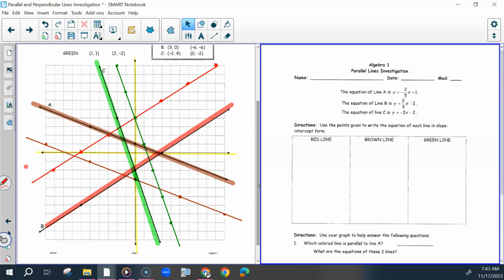And then on the next page, you have to write the equation of your red, brown, and green line. You could have either used what we've been doing in class, the point slope, finding the slope, all those things. But you're also given the graph, so you could just write the equation from the graph. So our red line would be slope of 2/3, y-intercept at 4.